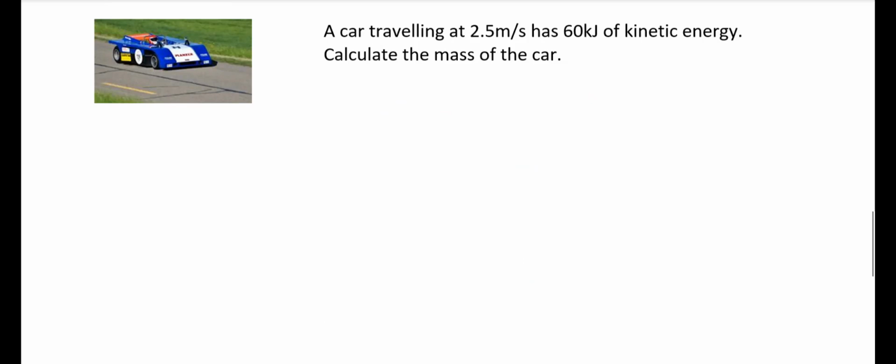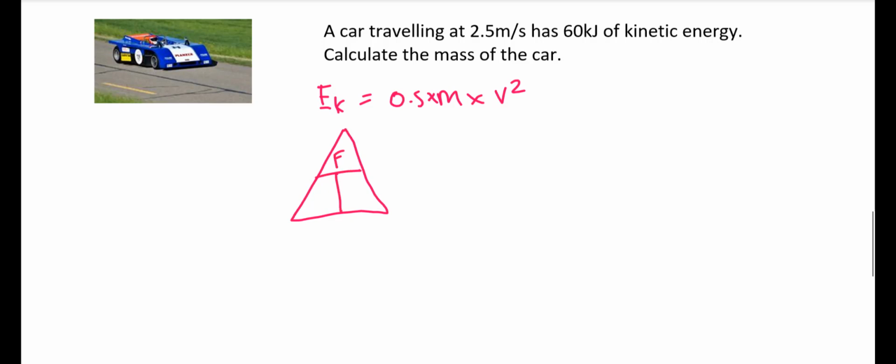Pause the video, have a go at calculating the mass of the car. Okay, well, first of all, remember our equation. Kinetic energy is equal to half of the mass times the speed squared. Using the triangle, I know that kinetic energy divided by the speed squared gives me 0.5 times the mass.